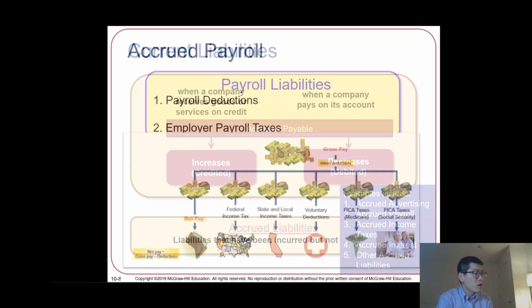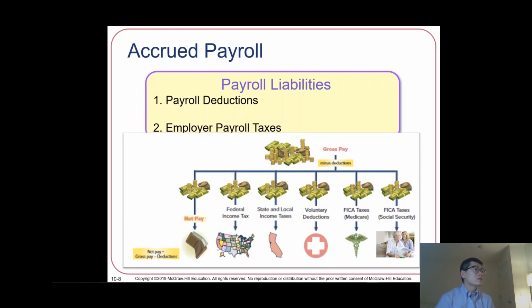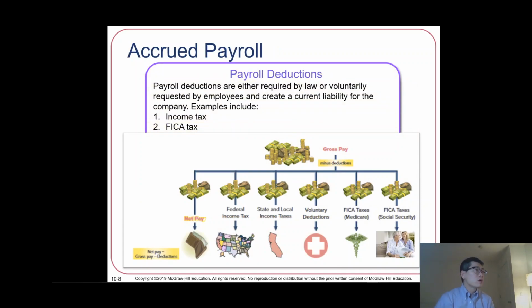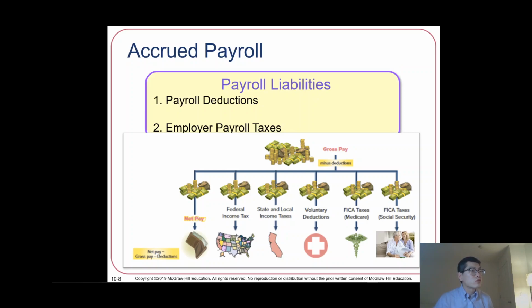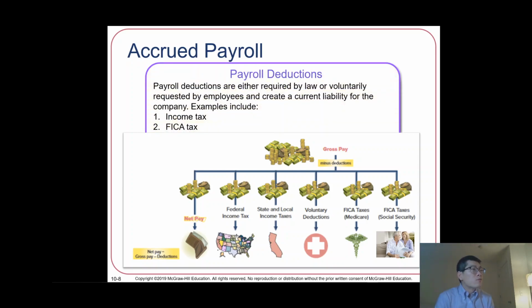All right, so now let's look at what payroll liabilities are. Payroll liabilities have two things. First is payroll deductions. Second is employer payroll taxes. Now let's look at these two separately. First, payroll deductions.